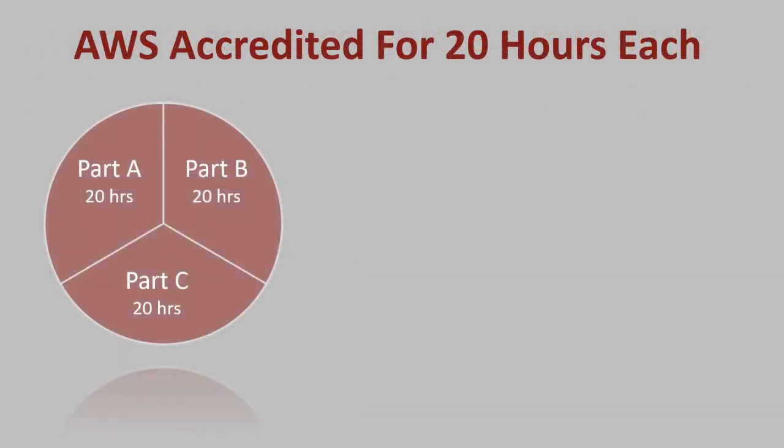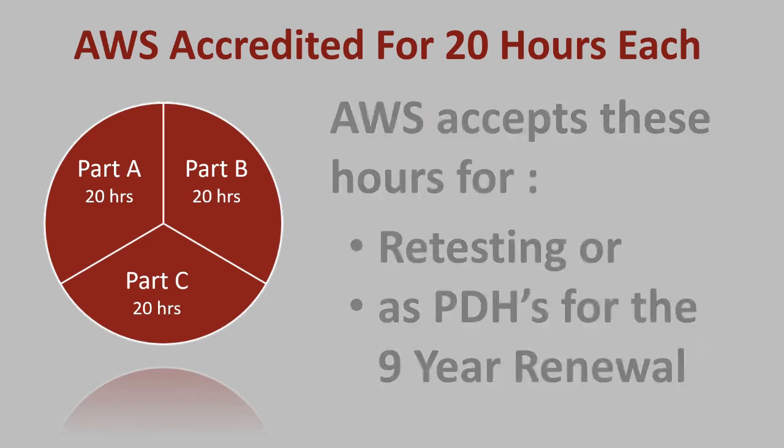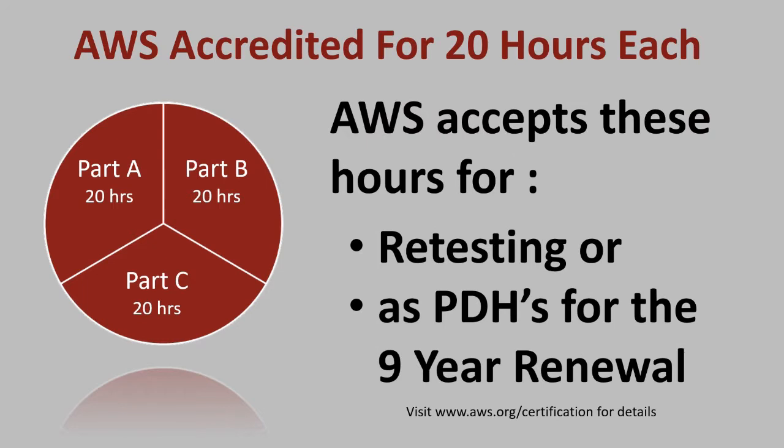Our CWI Part A, B, and C courses are AWS accredited for 20 hours each, and you can accumulate a total of 60 hours if you take all three parts. AWS accepts these hours for either retesting purposes or as professional development hours towards a 9-year renewal. Please visit aws.org/certification for further details.